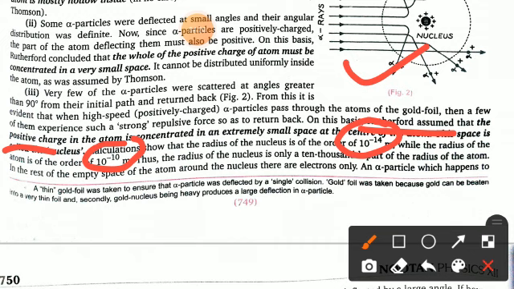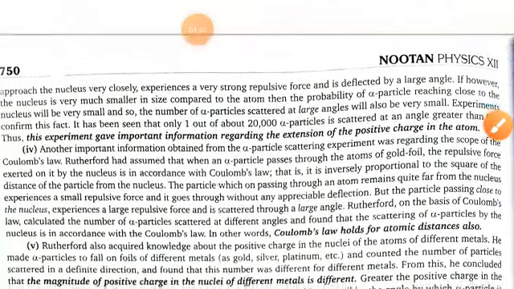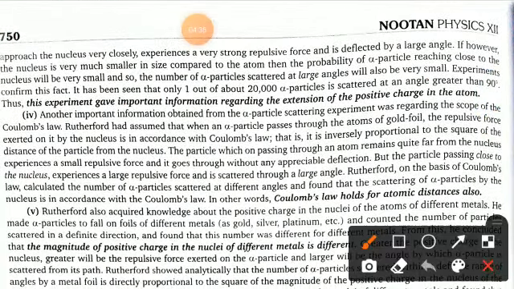The radius of the nucleus is only a 10,000th part of the radius of the atom. So in the rest of the empty space of the atom around the nucleus, there are electrons only. So an alpha particle which happens to approach the nucleus very closely experiences a very strong repulsive force and is deflected by a large angle.